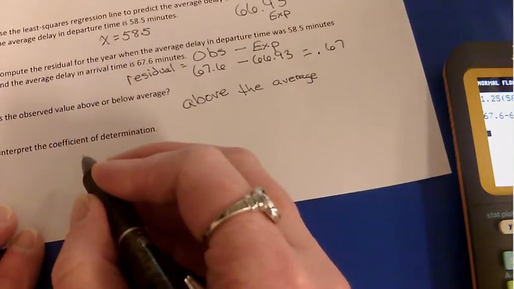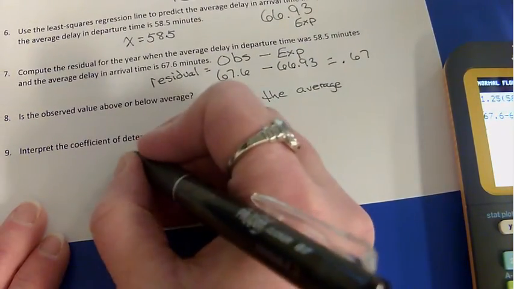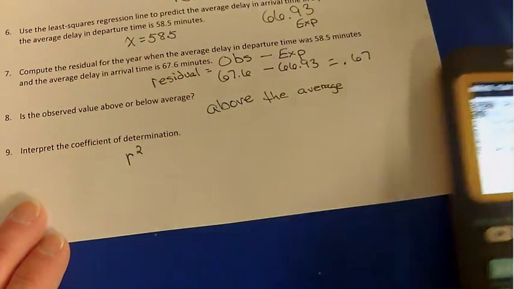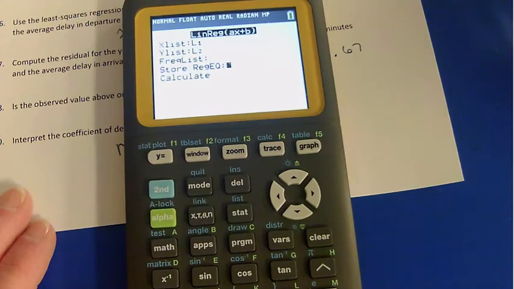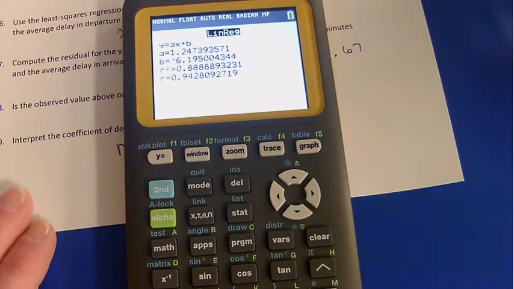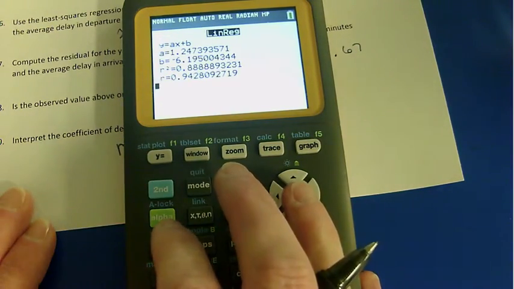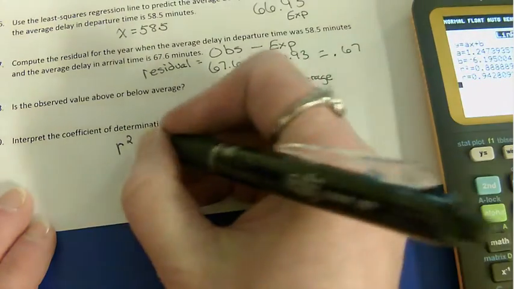Now it says to interpret the coefficient of determination. That's our r squared, and I forgot to write it down, so now I've got to go back in, run this again. R squared is 0.888888, so that's 0.89.